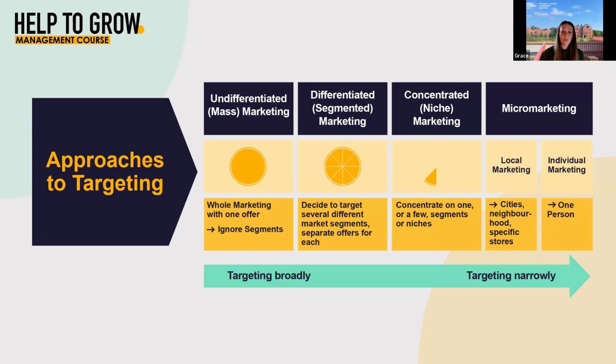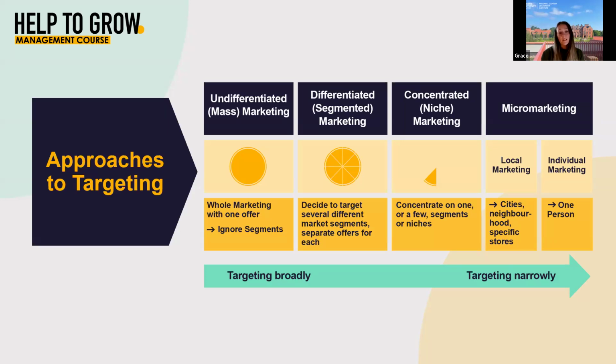We're going to start off with undifferentiated or mass marketing, as you may be more familiar with. Here we have a whole marketing offer, and we're ignoring segments. An example here might be a beverage company selling a couple of products with one message to everyone. It's very simple. It can be very effective in certain instances, particularly for more commodity-based products, but it is becoming increasingly ineffective in a more modern marketplace, and a very saturated and loud marketplace at that.